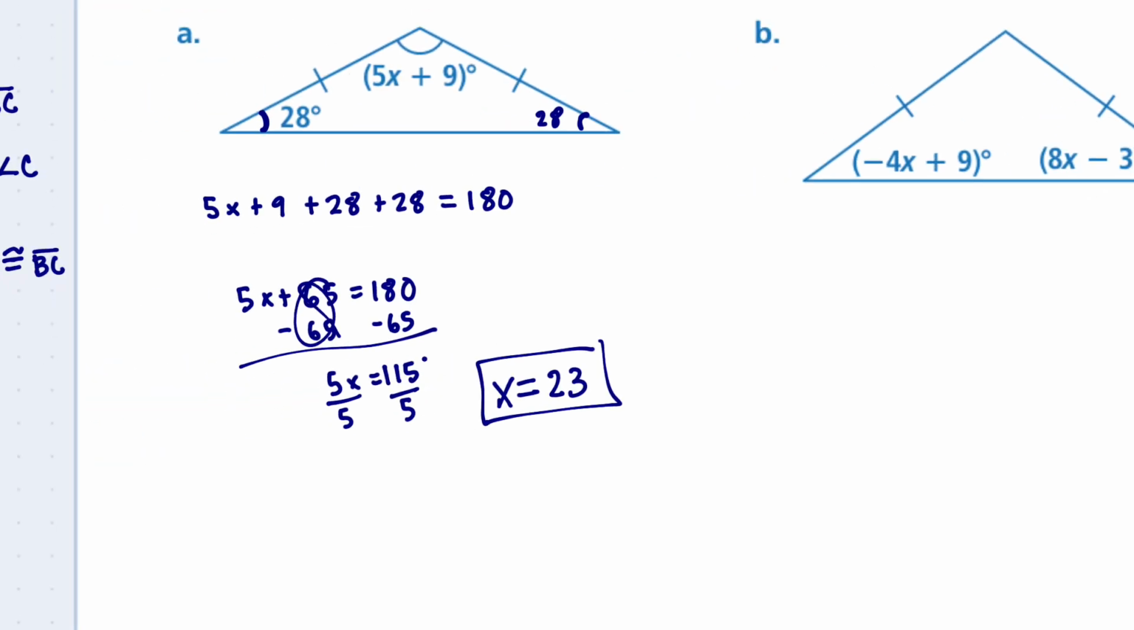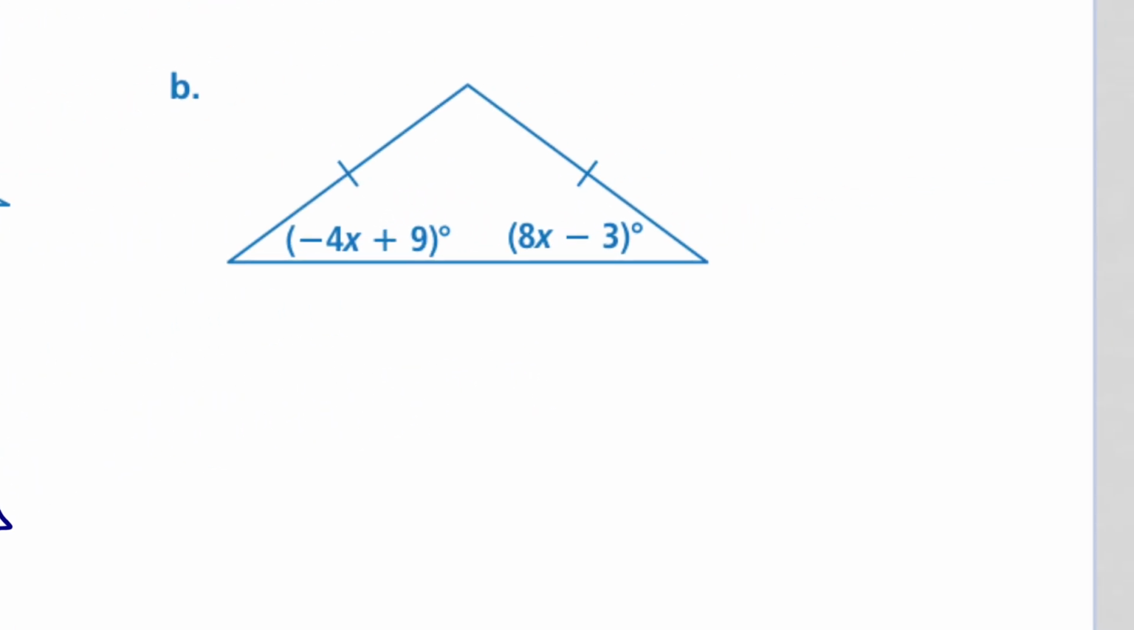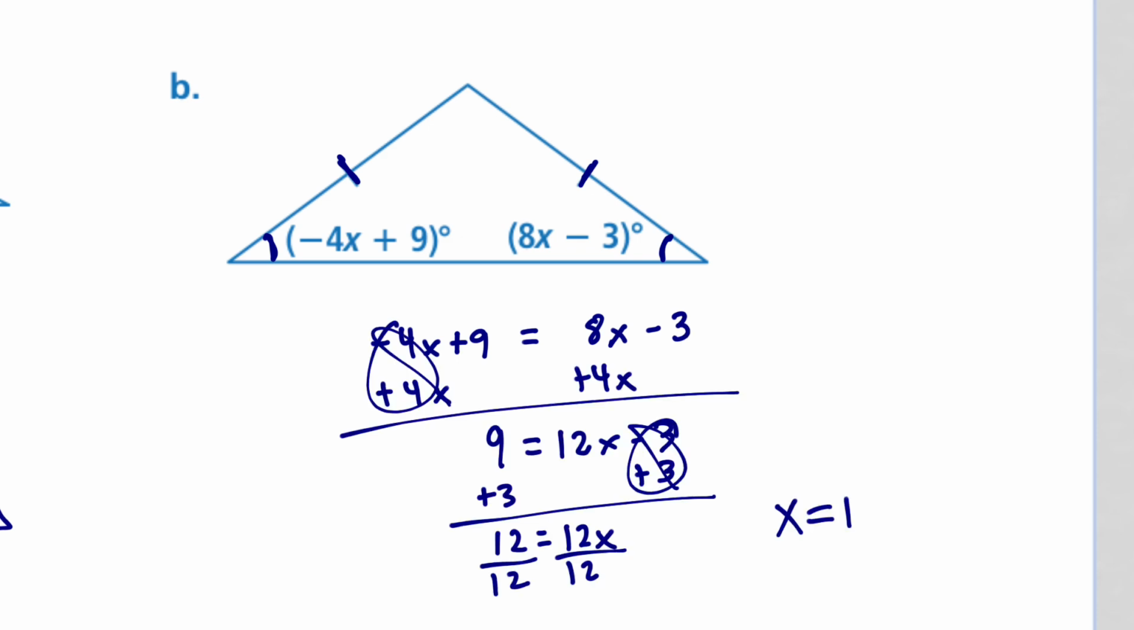Okay, so we see that x is equal to 23. Going on to example B, they're telling me that these two sides are congruent, and I know that the base angles are congruent. So in this case, my equation would show that both of these angles are congruent. So this measurement, negative 4x plus 9, is going to be equal to 8x minus 3. Go ahead and solve for x. So here we end up with x is equal to 1.